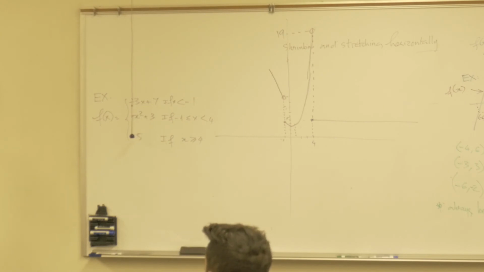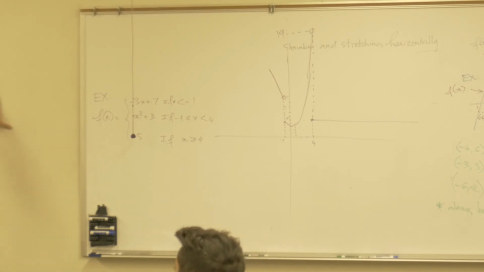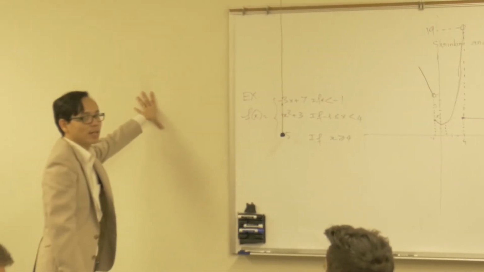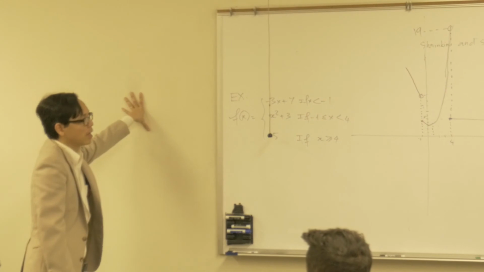So if there were 2 closed circles, then the vertical line test would not be satisfied anymore. If it's 2 closed circles, yes, this does not satisfy the vertical line test in that case. Okay.